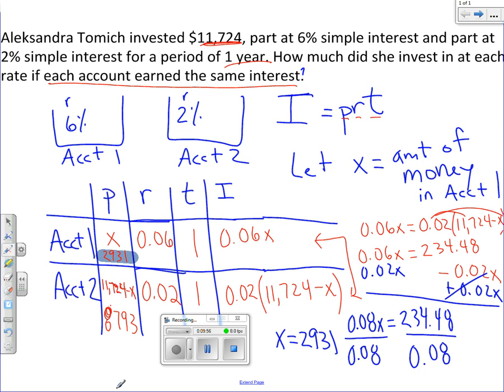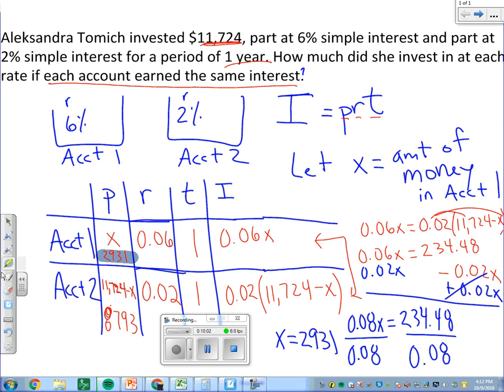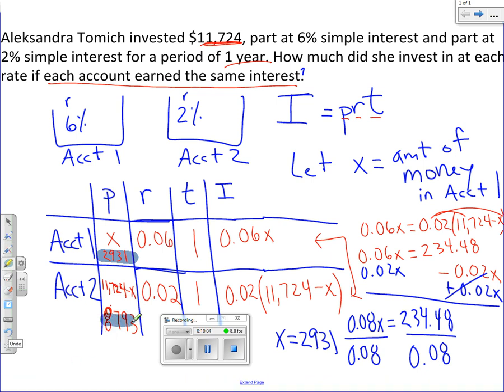Okay, there you have it. The amount in account 1, 2,931. The amount she invested in account 2, 8,793.